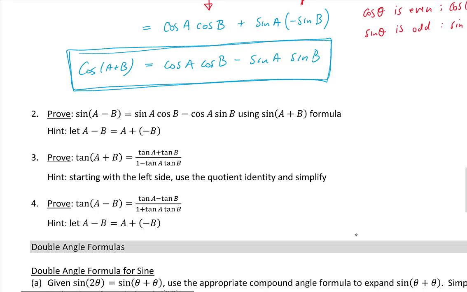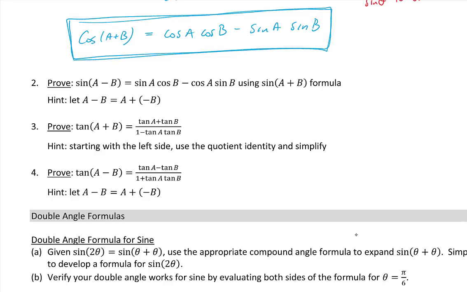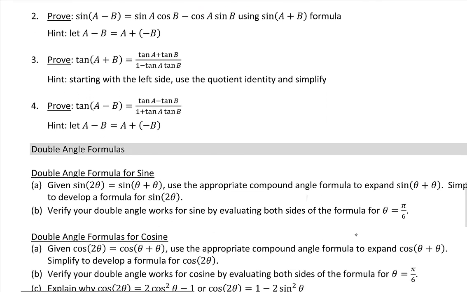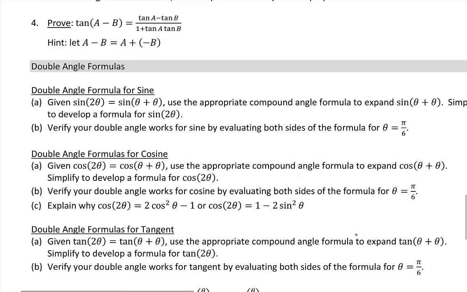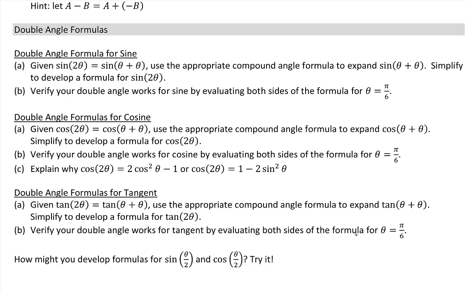And then for the tan A plus B, I'd like you to start with the left side, use the quotient identity, and then use your sine and cosine compound angle identities and see where you end up. And then once you've proven the tan A plus B, you should be able to prove the tan A minus B. And once you've done those three, I'd like you to prove the double angle formulas. If you have any questions, please let me know. But of course, try this yourself first. And good luck.